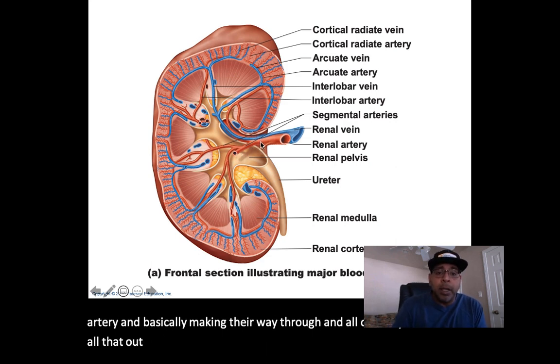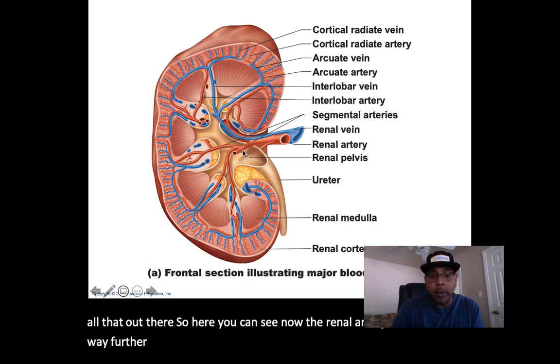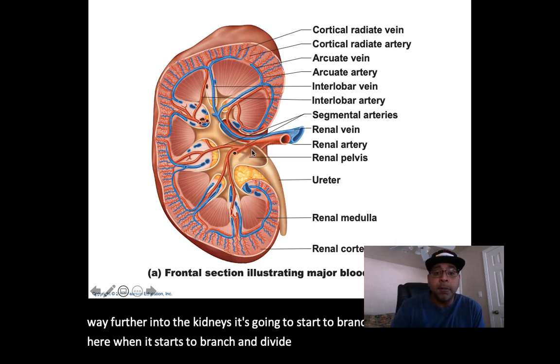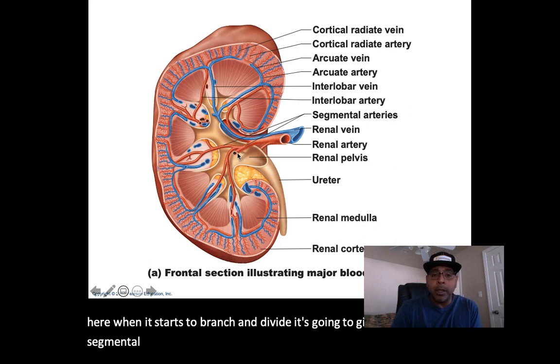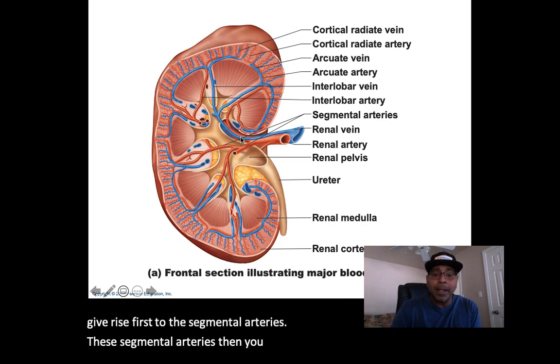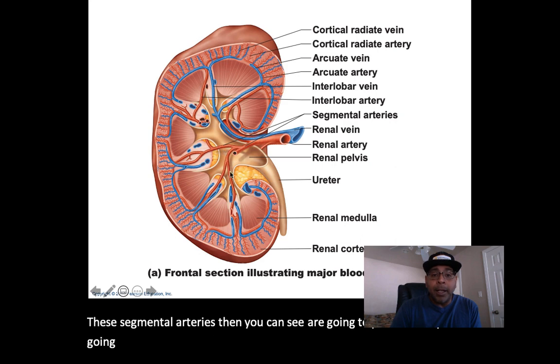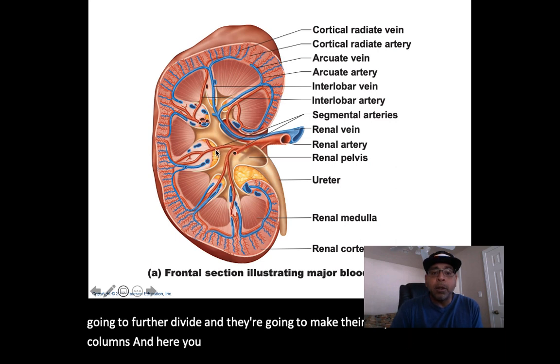So here you can see the renal artery, as it makes its way further into the kidneys, is going to start to branch and divide. When it does, it's going to give rise first to the segmental arteries. These segmental arteries are going to further divide and make their way into the columns. And here you can appreciate those segmental arteries are going to become the interlobar arteries.